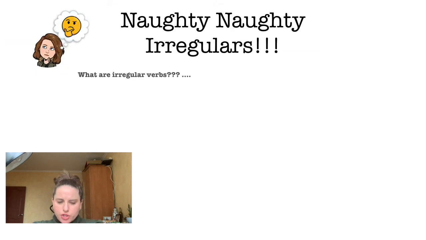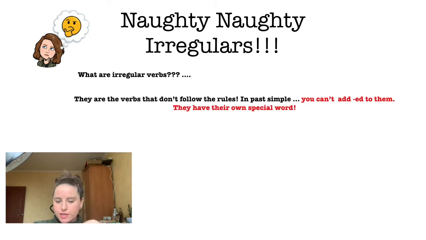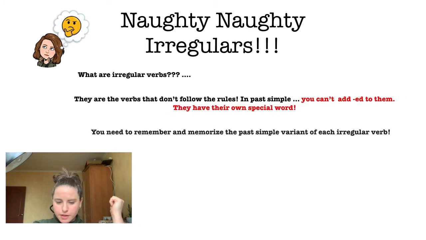Okay, naughty irregulars. What are irregular verbs? They are the verbs that don't follow the rules. In past simple, you cannot add ED to them. Okay, they have their own special word. In order to use past simple irregular verbs, you need to memorize the past simple form. You cannot just use a rule. Unfortunately, these ones you need to memorize, okay? It's a little bit of a challenge, but I know you guys can do it.